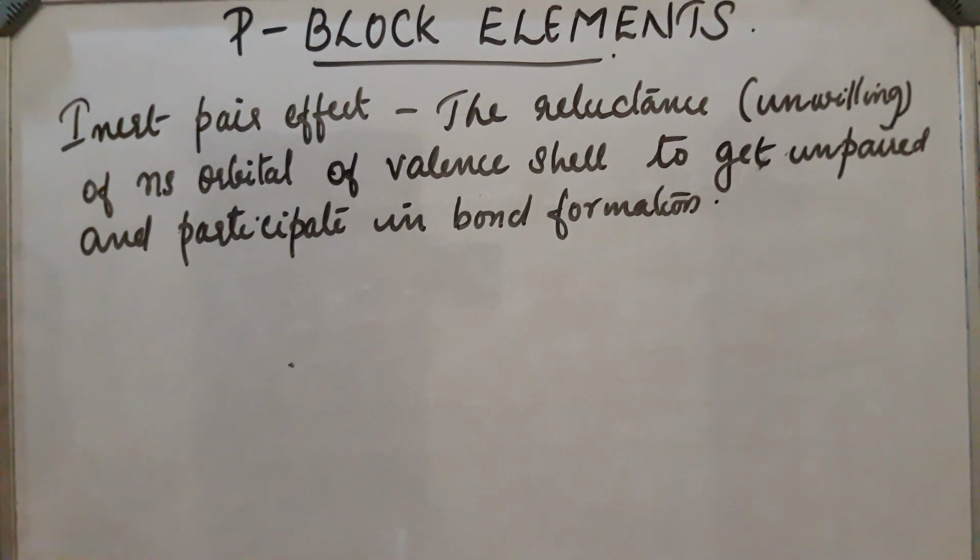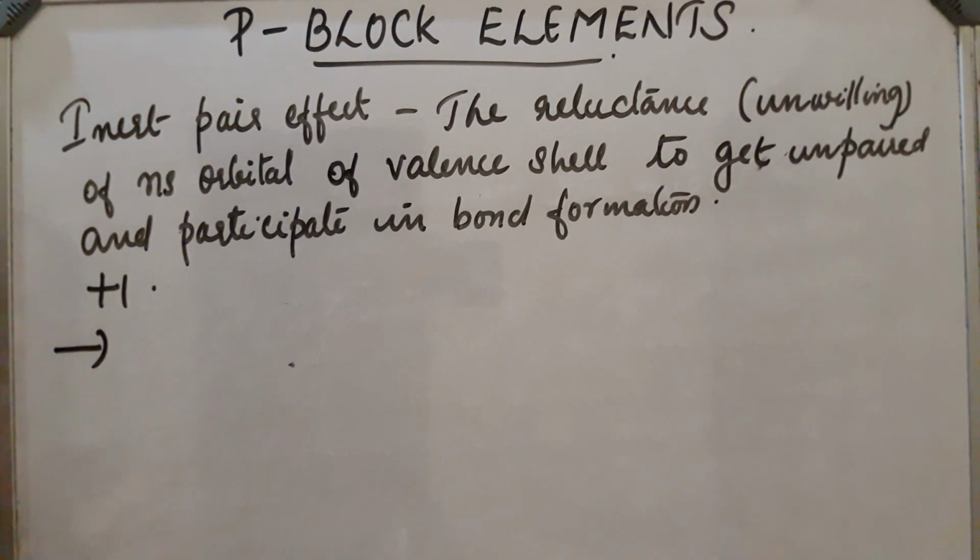So, in the case of heavier elements, the outermost ns2 electrons are unwilling to get unpaired and participate in bond formation. As a result, they show a +1 oxidation state in the case of group 13, or we can say 2 units less than the group oxidation state will be more stable for elements down the group. So this is the inert pair effect.